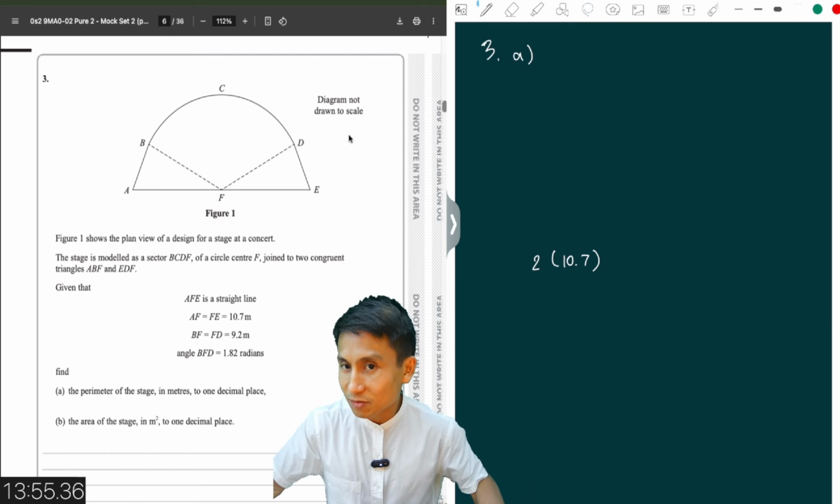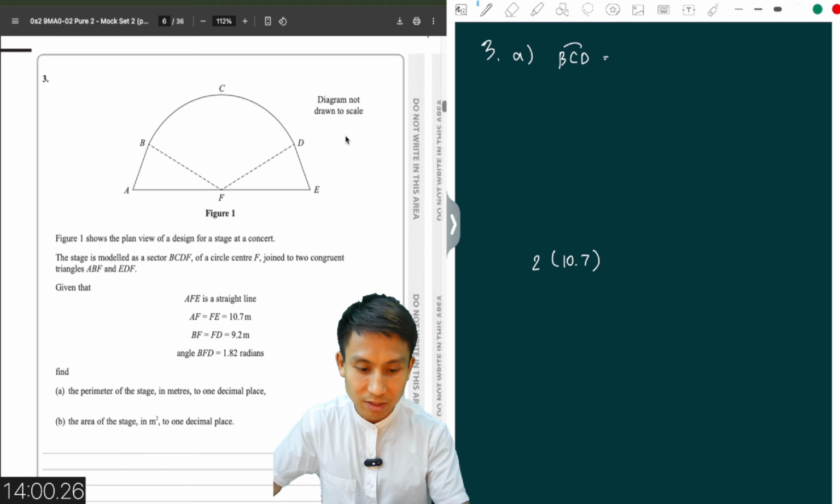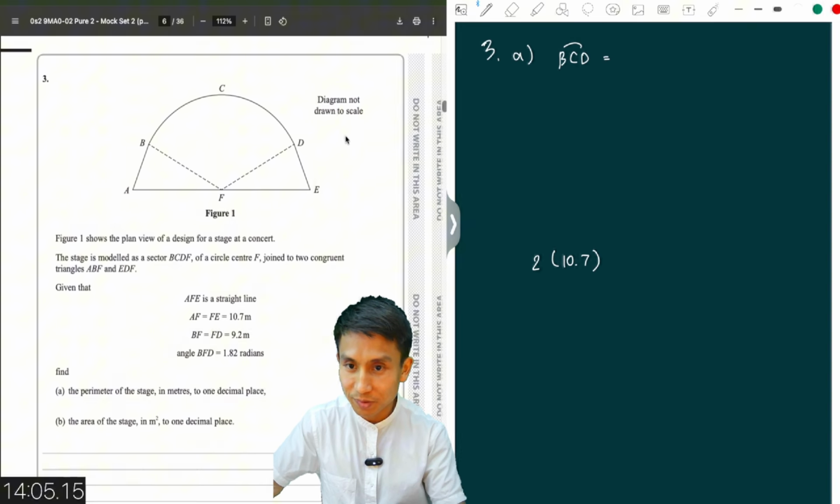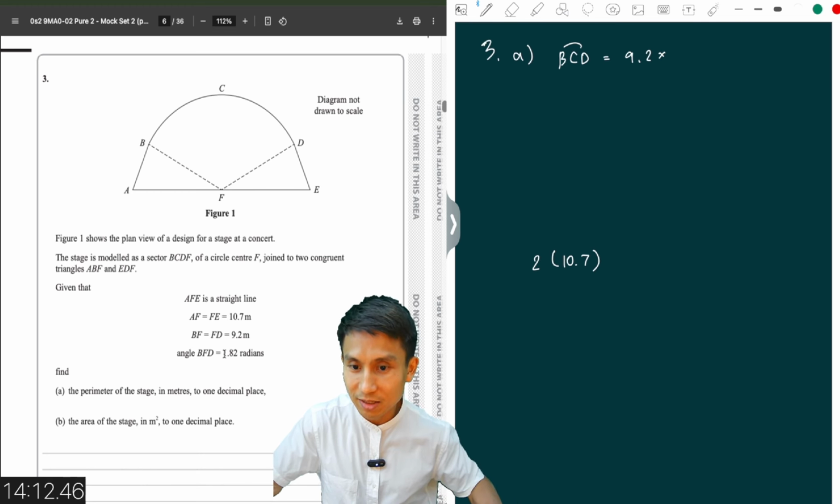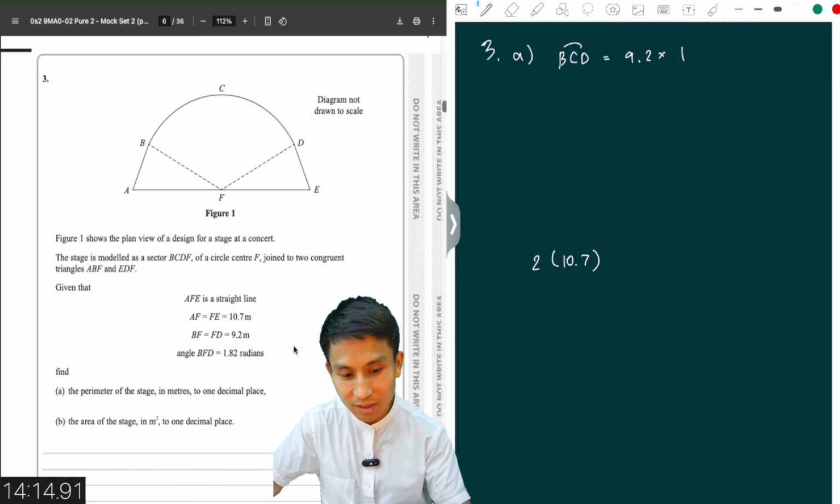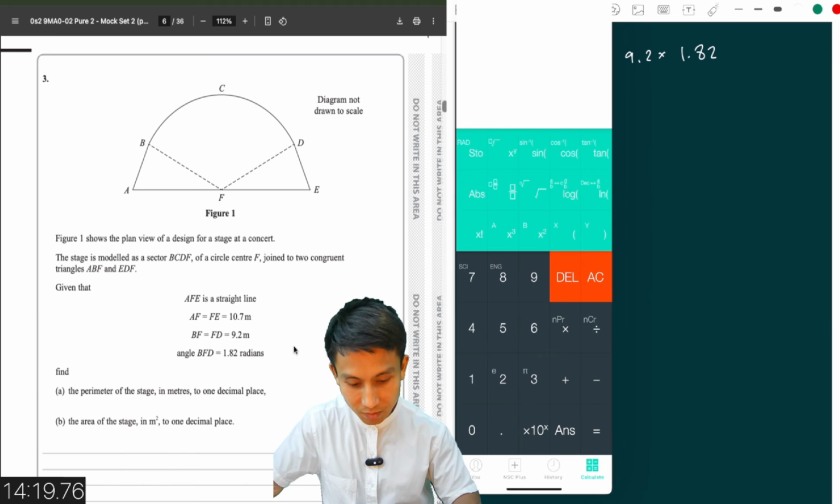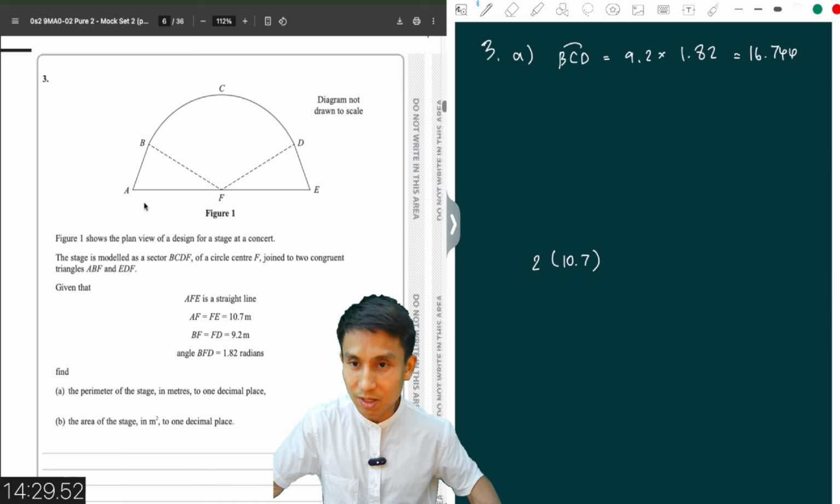So the sector is fine. Now let's find the arc length of the sector first. So BCD, that's the arc length, equals, arc length is r theta, right? So r is the radius, which is 9.2, times theta in radians, angle BFD here, 1.82. So that's going to be 9.2 times 1.82, 16.744. I'm going to keep everything first. And then we have the AB here.